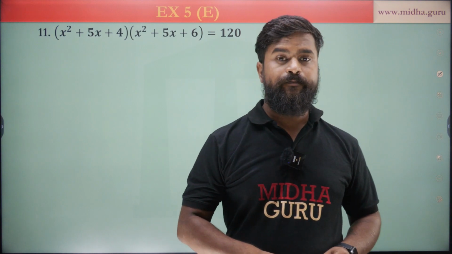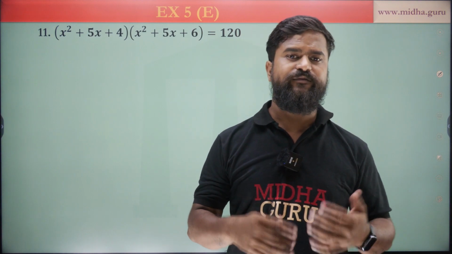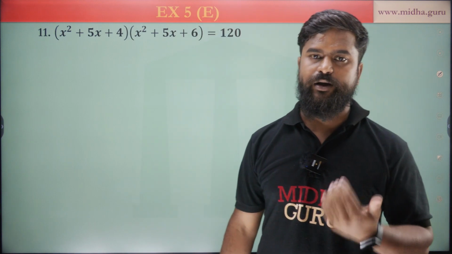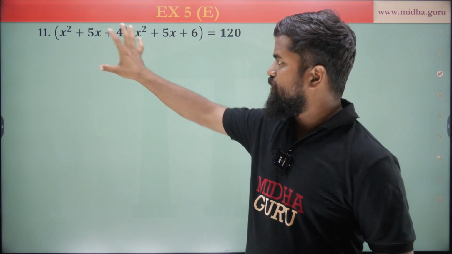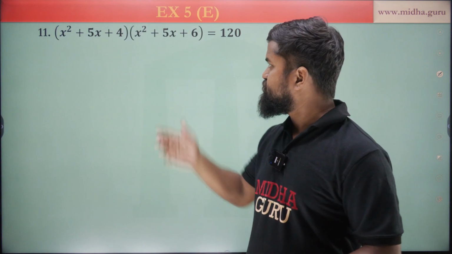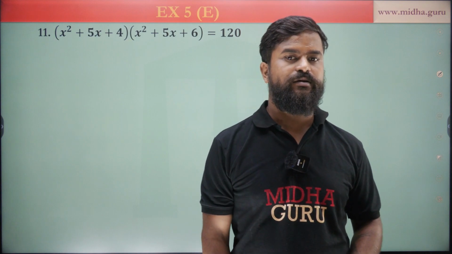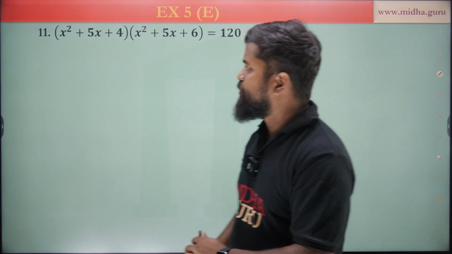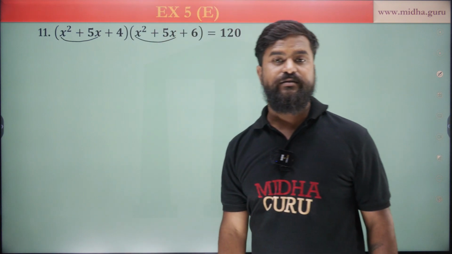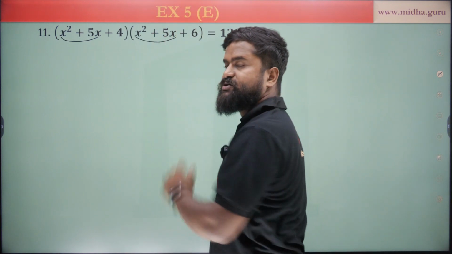Now the next question is also sort of a substitution way, that we have to solve it by substitution, but it's a bit more complex. I want you to see very carefully what I'm going to say. We have two trinomials being multiplied to each other, and both of them are quadratic in their own sense. This and this are both quadratic. So what I want you to concentrate on is this part here, which is x square plus 5x. It is common to both these trinomials.